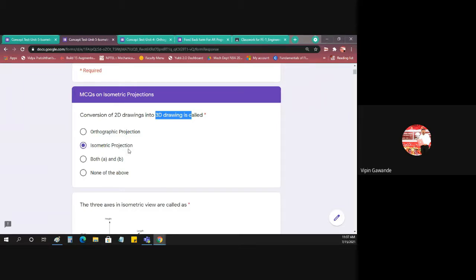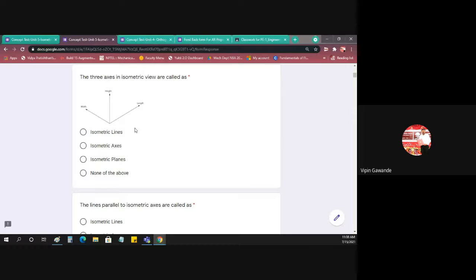Okay. So read the questions carefully. Don't be in a hurry to give the answer. Okay, so two-dimensional drawings into three-dimensional, that is called what? That is called the isometric projection or isometric view. Okay, and conversion of three-dimensional drawings into two-dimensional drawings, that is called what? Orthographic projection.